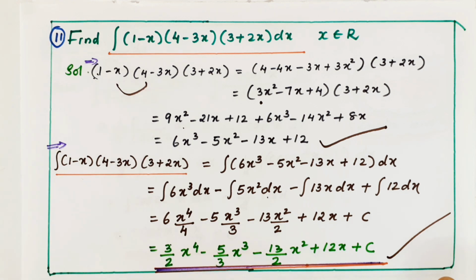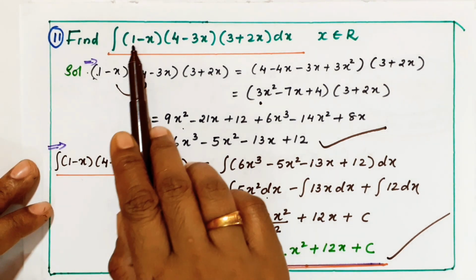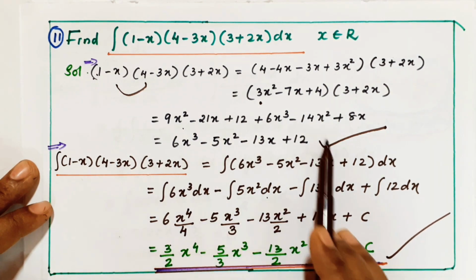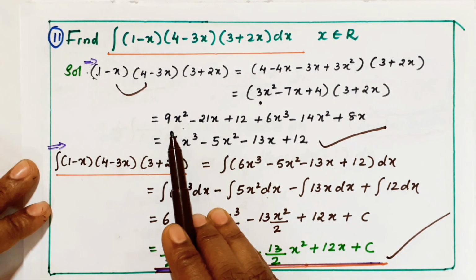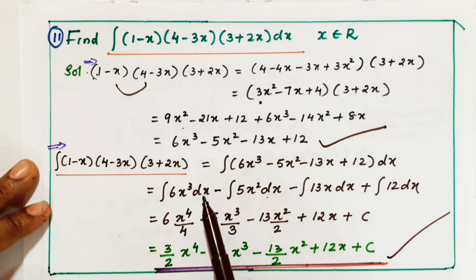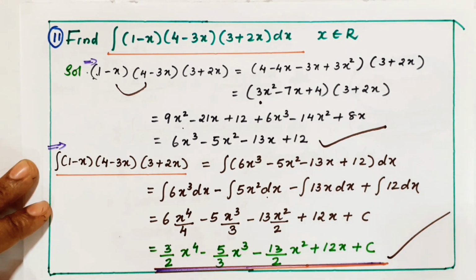So very simple, this type of question, what you should do? You have to expand the term. So I expanded. After expanding I will get an equation. Okay, I got an equation. And in this equation you have to separate the term. Separate the integration for each term. Separate integration for each term I did. So after integration, we get the answer.